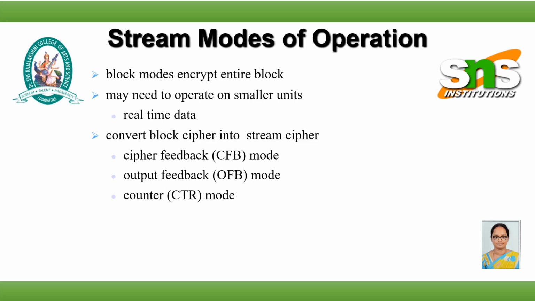Stream modes of operation. Block modes encrypt an entire block, but we may need to operate on smaller units, like real-time data. If we are using real-time data, in that place we'll use stream modes of operation, which convert a block cipher into a stream cipher. For that conversion we are using three methods: one is cipher feedback, the second is output feedback, and the third is counter. We'll see them one by one.